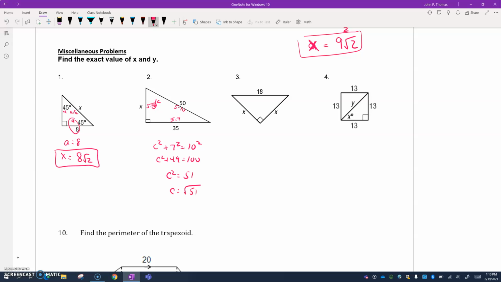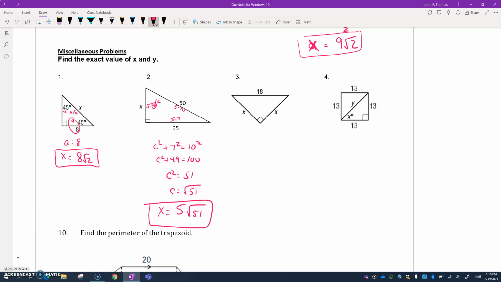But this is scaled down by a factor of 5, because it's a 5 times 10, 5 times 7, 5 times whatever we get for c. So when I bring that back up, the x value would be 5 root 51. And 51 is 3 times 17, so that does not reduce anymore if we try the prime factorization there.